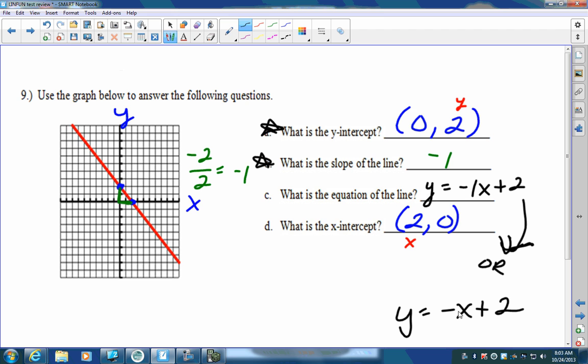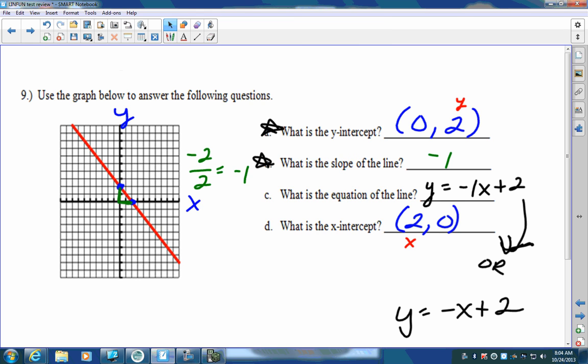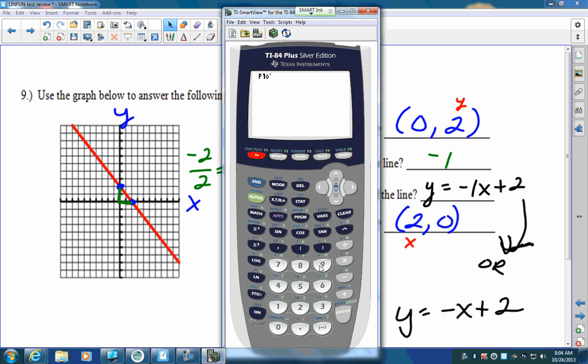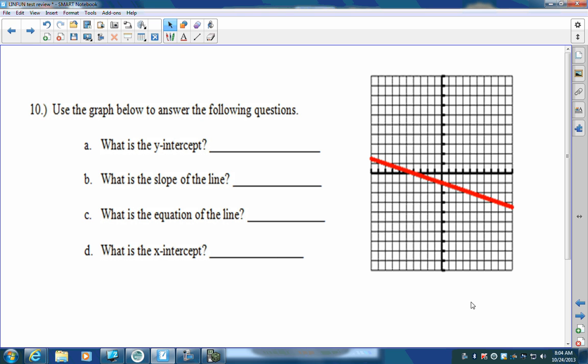Again, go in your handy dandy calculator. Go to y equals, put in there negative x plus 2, and press graph and check what you did. Make sure that it looks like the picture that's on your test or your assignment. Next one. Try this one if you have not done it, or double check what you have done.